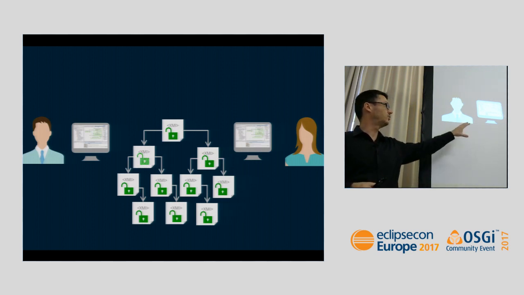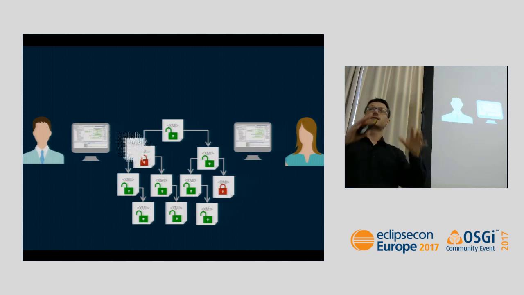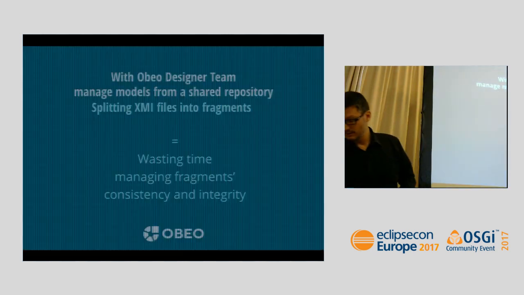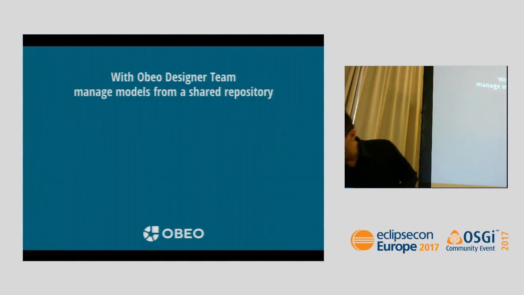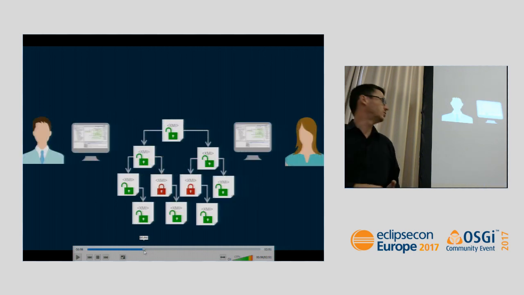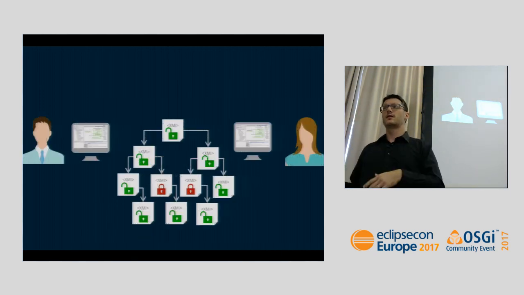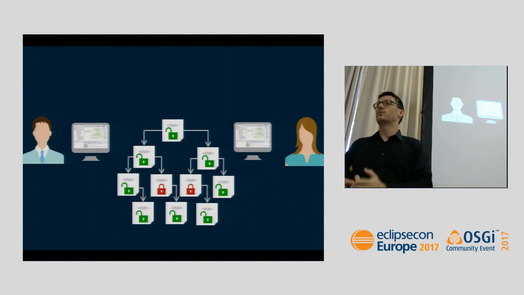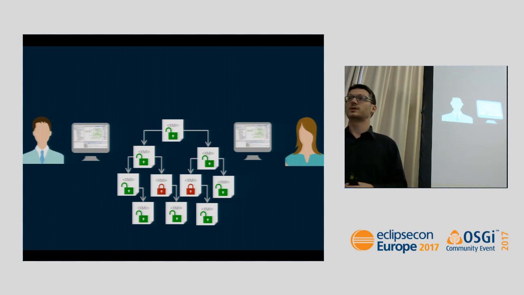Another approach is to use fragments. You can split your semantic elements or your diagram elements into several sub-files and say that each person has the responsibility of one fragment. I will just come back to this later. So in Sirius, you can do this at the semantic level, at the graphical level, but you have to think about how you want to split your models in several ways. And that's not the most valuable task you have to do when you do this.